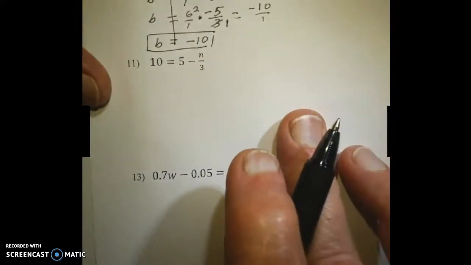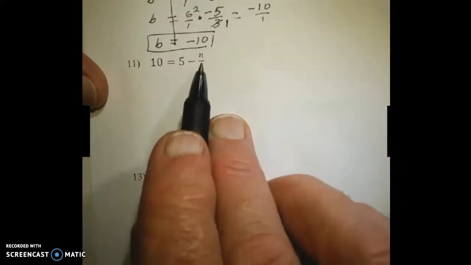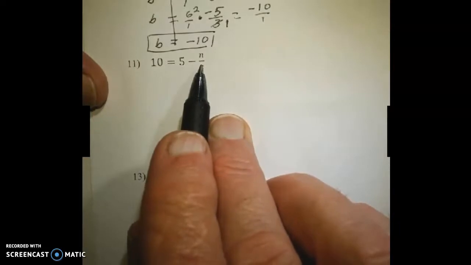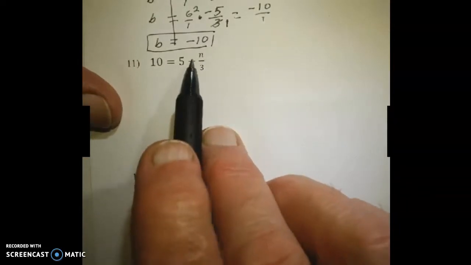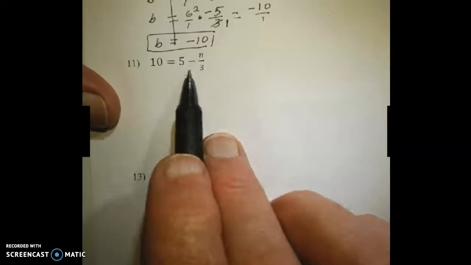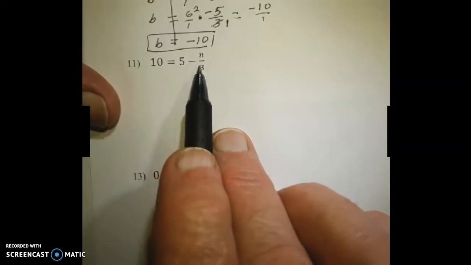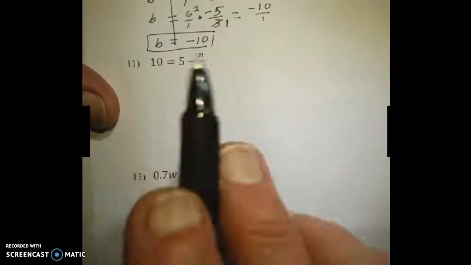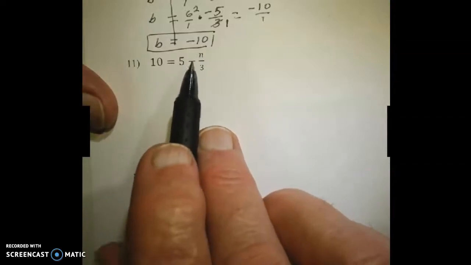Problem 11. This time, the variable's been moved over to the right side of the equation. But again, the goal is to isolate the variable. We need to undo what's being done over here. This one's a little bit trickier.